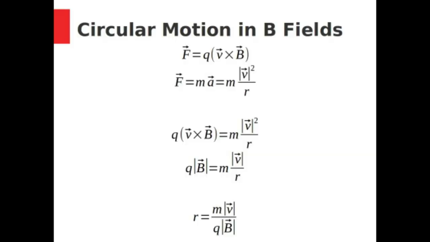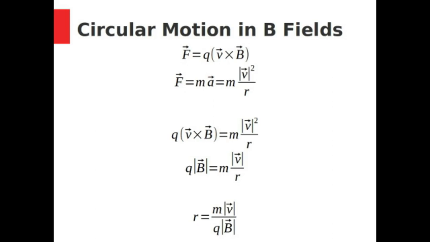Since the particle is moving in circular motion, we should be able to determine the radius of the particle's orbit. I won't go over the full derivation, but it's not hard to do if you set the magnetic force equal to mass times acceleration, and then realize that centripetal acceleration equals v squared over r. A little rearrangement yields r equals mv over qB.